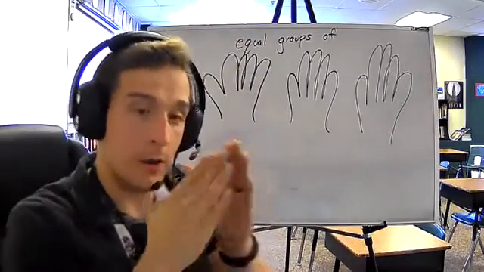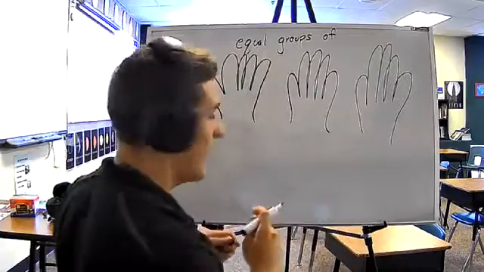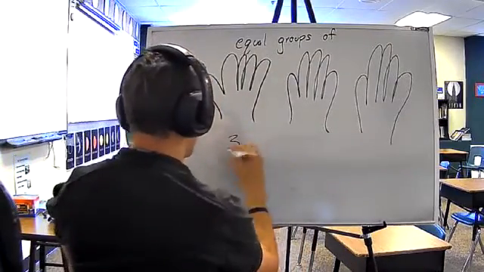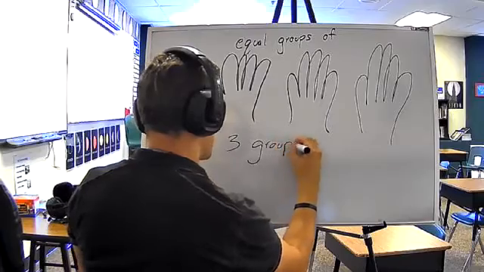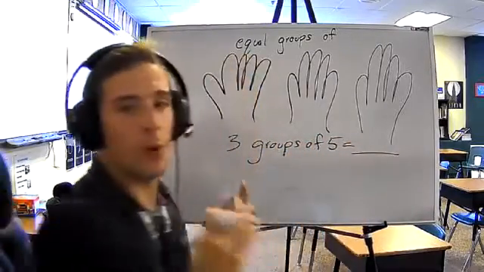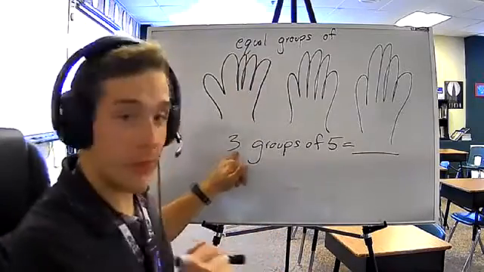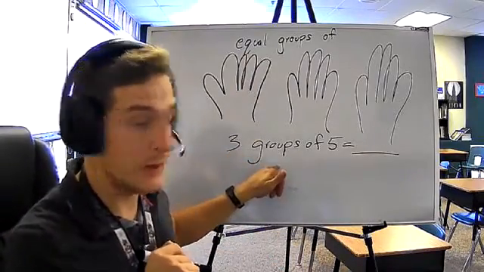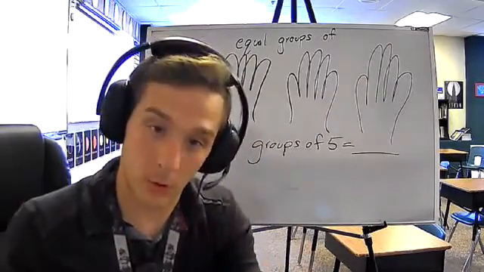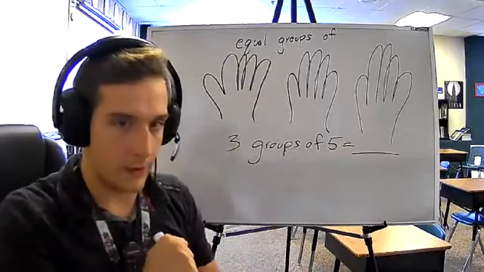Now, on the assignment, it's going to say something along the lines of 3 groups of 5. And what it's asking is, what does that mean? What does 3 groups of 5 equal? What is it asking for? In the long run, it's saying, I have 3 hands or 3 groups, and in each group there are 5 fingers. So it's asking, in total, how many fingers do I have altogether?